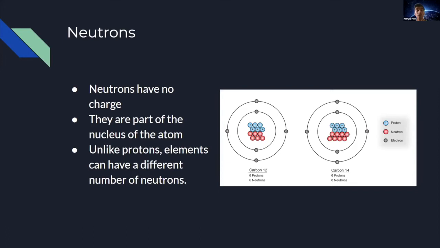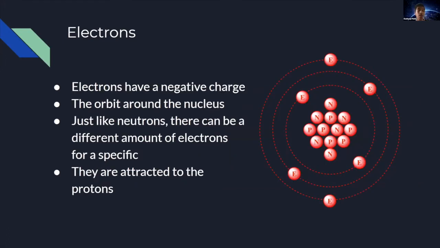Let's go to electrons next. If it's a bit confusing now, it'll all make sense in the next couple of slides. We're going to go over all of them together. Electrons have a negative charge, and they orbit around the nucleus, which is composed of neutrons and protons. If the protons have a positive charge and the electrons have a negative charge, that's what attracts the electrons to the nucleus and why they orbit around it, because opposites attract.